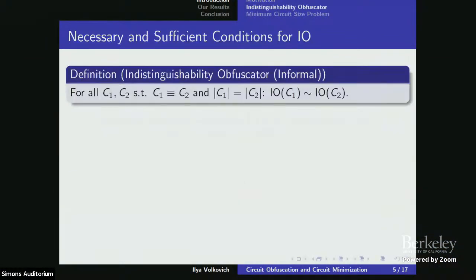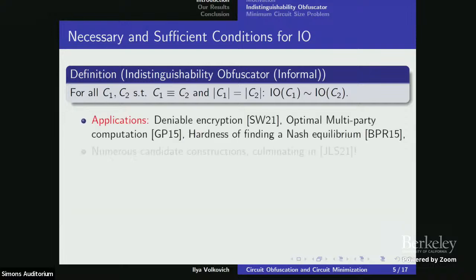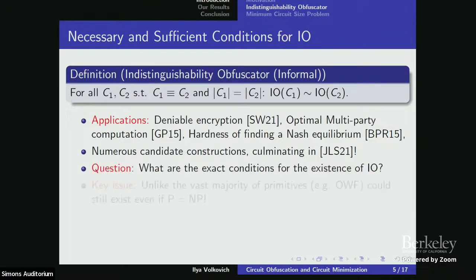So again, this is the main requirement that we want, but the question that I would like to ask is, the question that we've been asking: the necessary and sufficient conditions for those things to exist. In particular, we know that IO has had a lot of applications for all kinds of things, cryptography and complexity as one, and at the same time, for the past 15 years or so, we saw numerous candidate constructions culminating in GLS. And now, again, the real question is, what are the exact conditions?